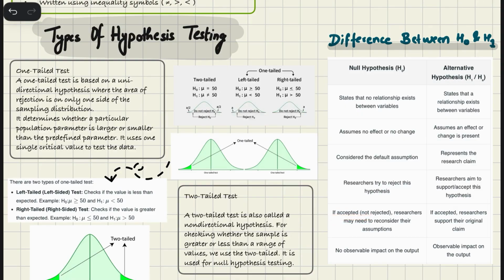If the null hypothesis is accepted, researchers may need to reconsider whatever they were assuming. And if it is rejected, then researchers support their original claim. So whatever claim they made, that is the alternative hypothesis, and that is why they support it. With the null there is no observable impact on the output, but if the alternative hypothesis becomes true, then it impacts the output. This is how these terms play a very vital role when we further discuss the types of tests.